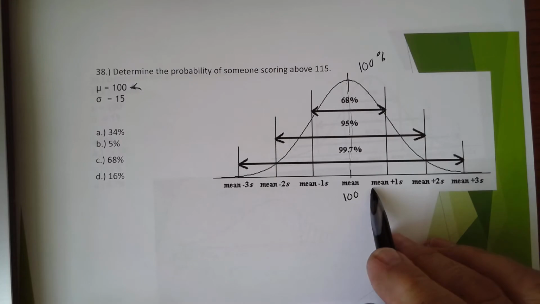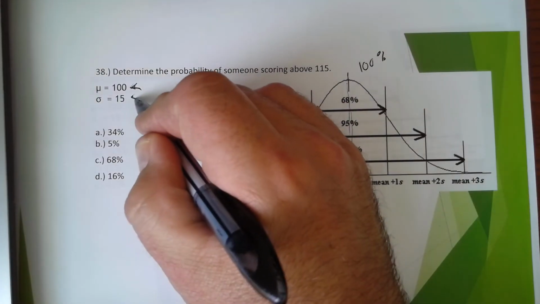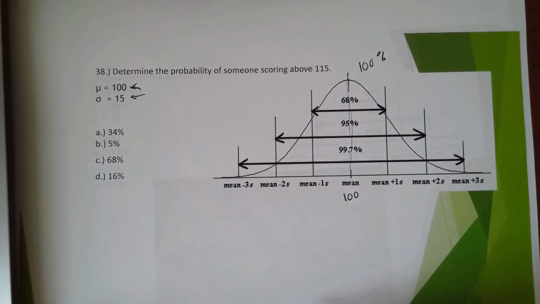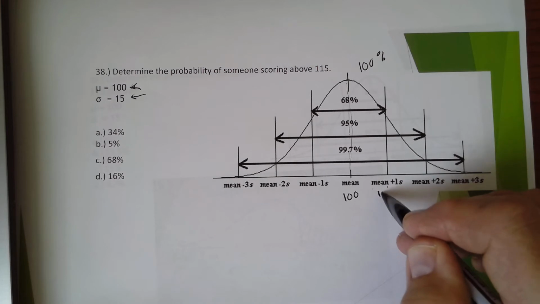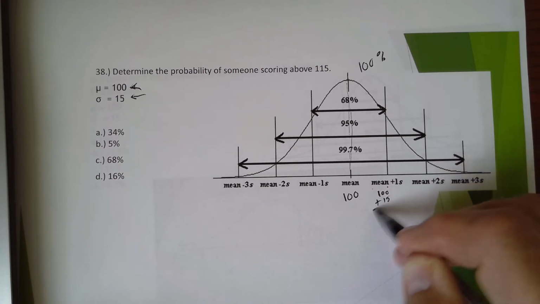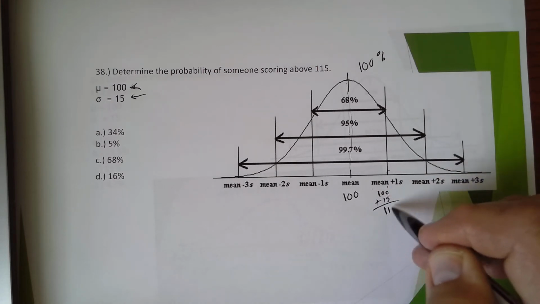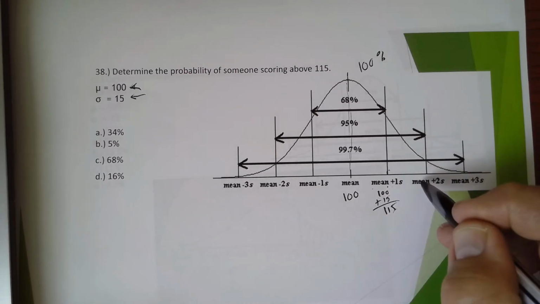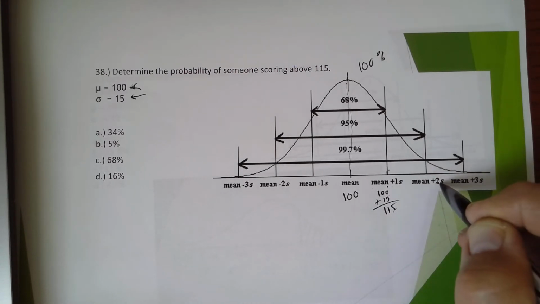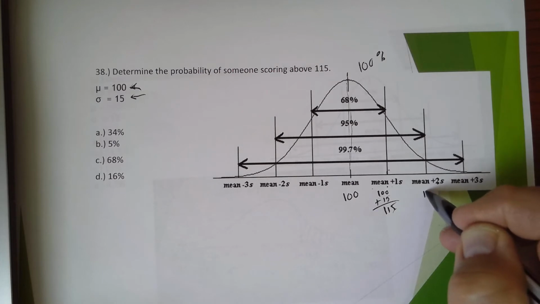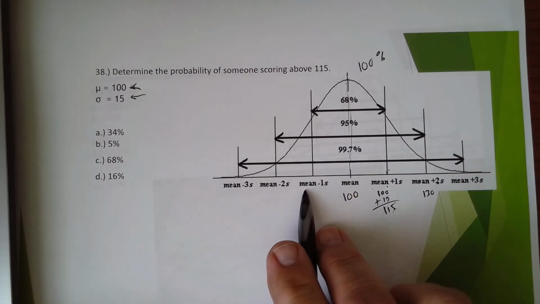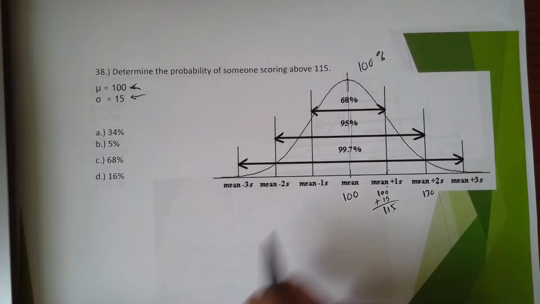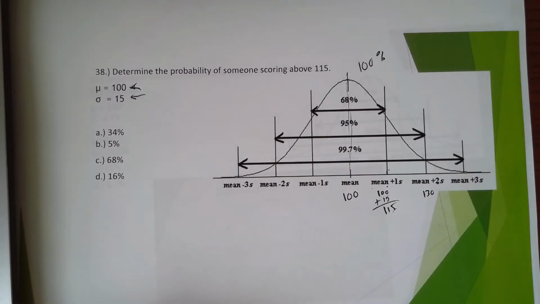And then we're given the mean plus 1 standard deviation. So our standard deviation in this case, we're told, is 15. So if we go mean plus 1, that would be 100 plus 15. This point here is 115. And then this would be the mean of 100 plus 2 standard deviations, which would be 30. So this would be 130 and 145 and so on.